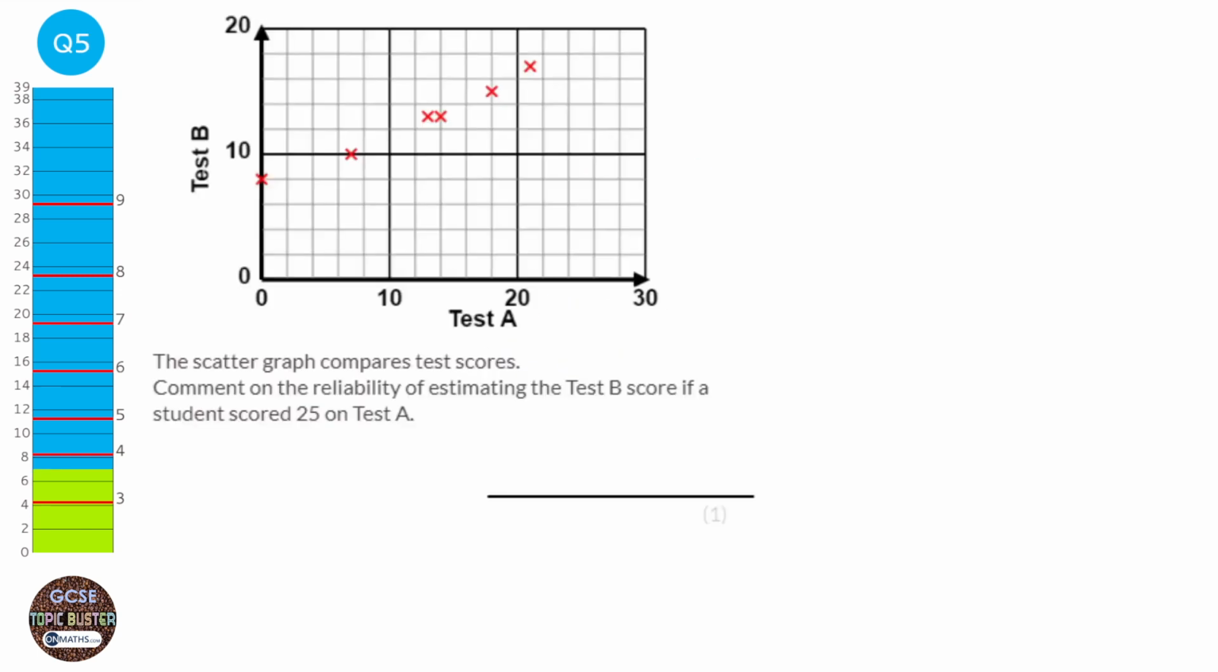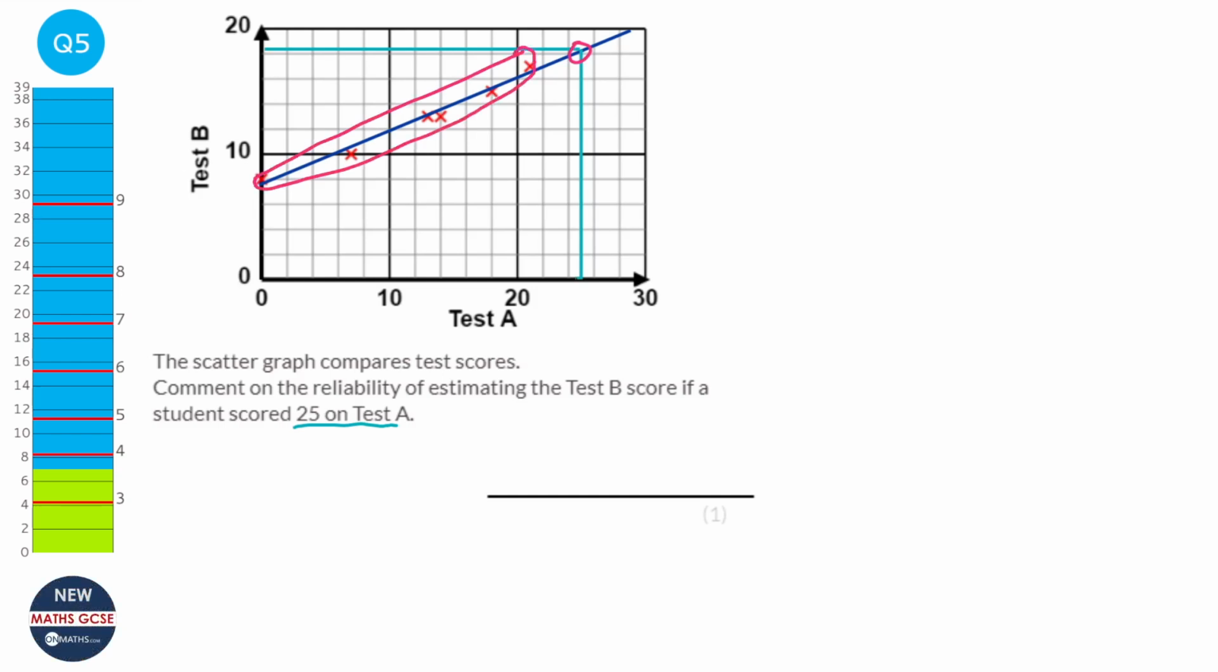So to make estimates from a scatter graph, we've got to first of all draw a line of best fit, which would be something like this. To find an estimate of test score B, given the fact they got 25 on test A, we would draw a line up from test A at 25, should be here, and then across, and that's how we'd make the estimate. But look at where that is hitting our line of best fit. What do you notice about this position here? Well, all of our data is down here. We don't know whether this trend continues up at this point here.